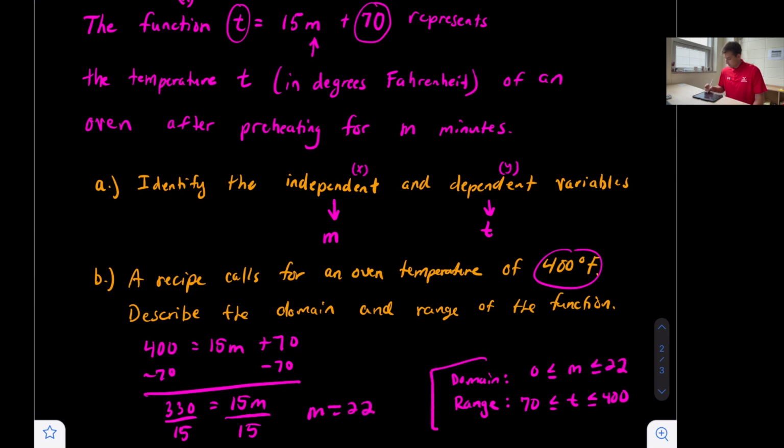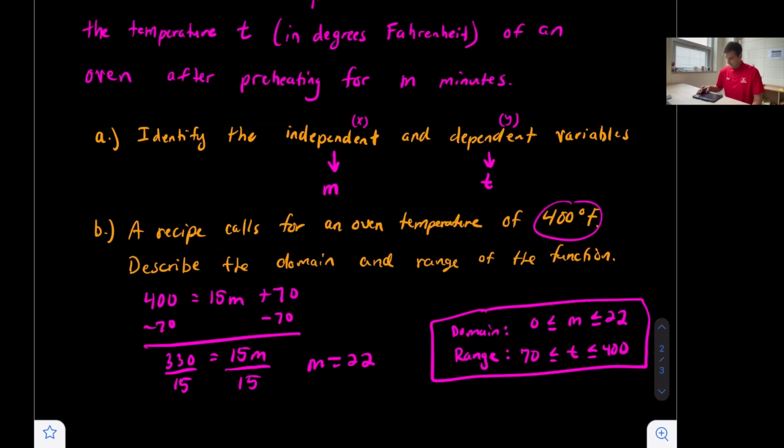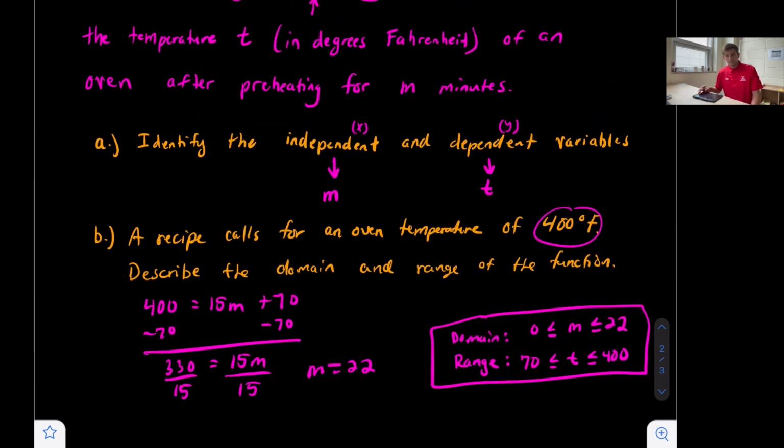So we have our domain and our range. This tells us that it's going to take 22 minutes to preheat the oven. So our domain would be from minute 0 all the way to minute 22. And our range is our temperature. So before we turn the oven on, it's room temperature, which is 70 degrees, that makes sense. And then it's going to cover every temperature all the way up until 400 degrees. And that is how we work with domain and range.